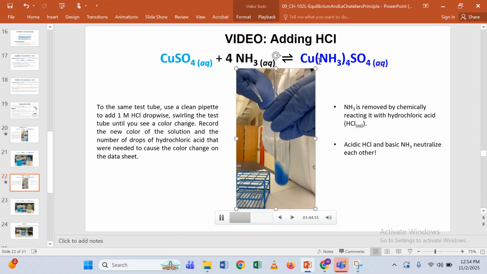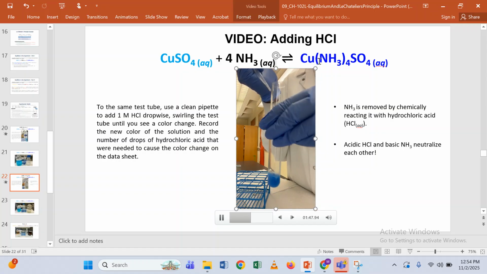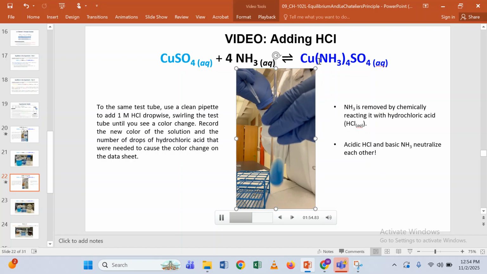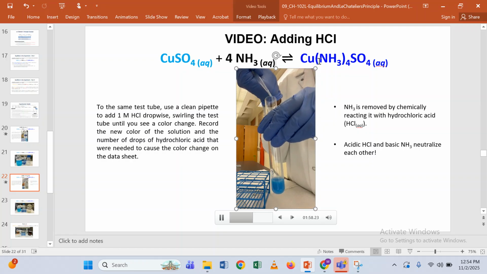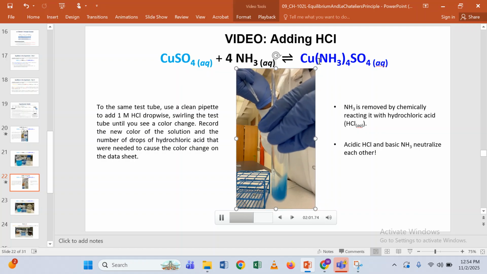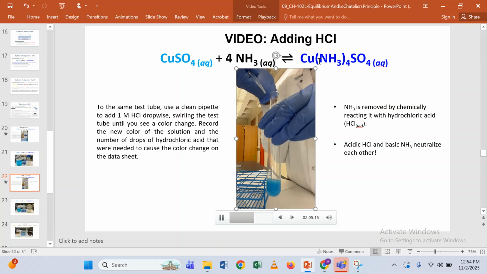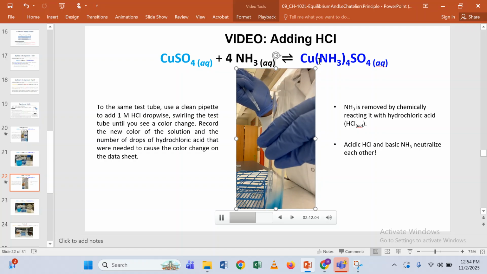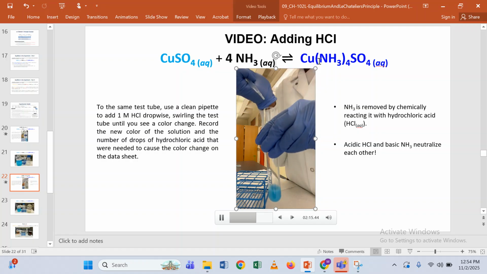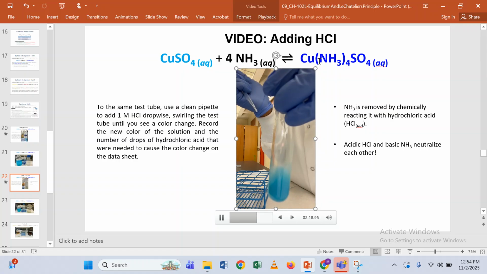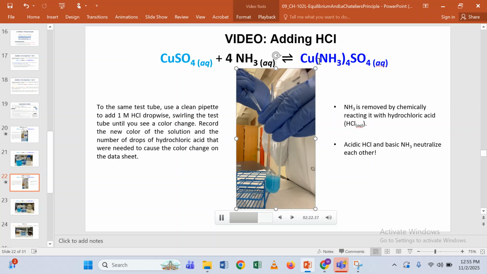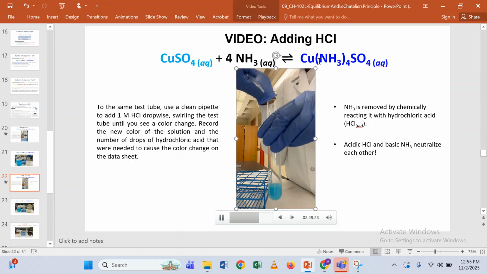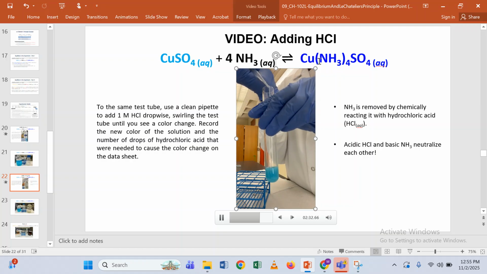16, 17, 18, 19. It's getting very light. 20, 21, 22, 23, 24. And notice it's becoming turquoise.